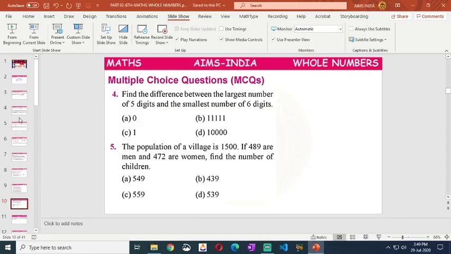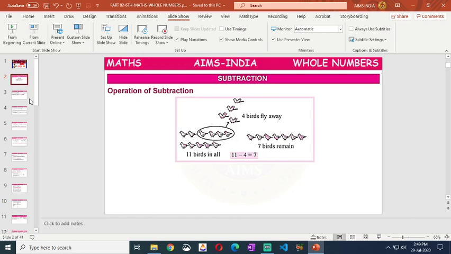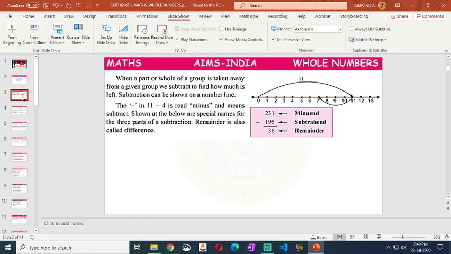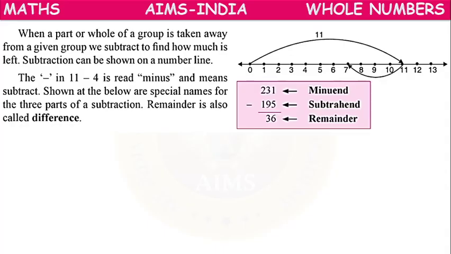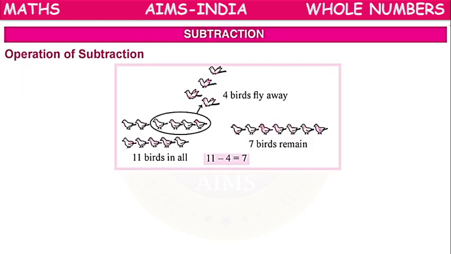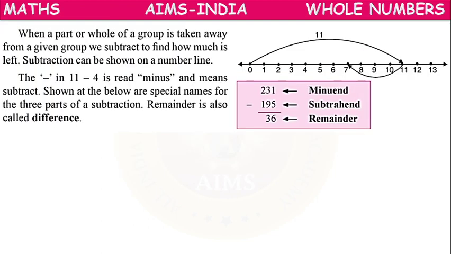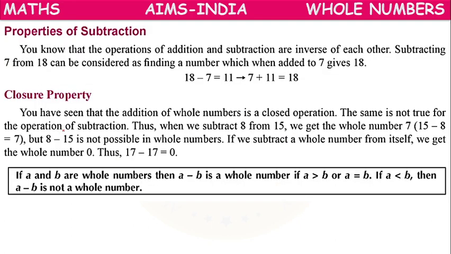So, children, what have we learned today? Regarding subtraction, we have learned that subtraction has 3 parts: minuend, subtrahend, remainder. Subtraction means taking away either some part or the complete part. The number from which subtraction is done is the minuend. The number being subtracted is the subtrahend. The result is called either remainder or difference.